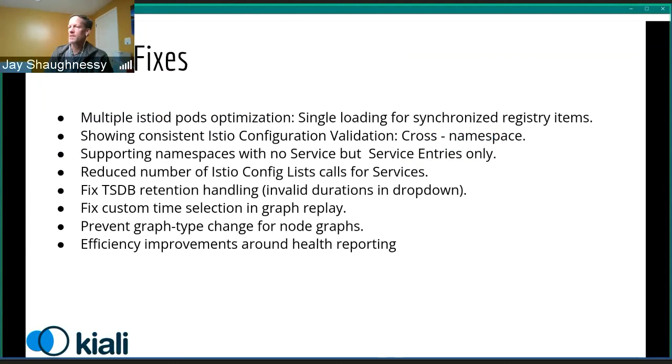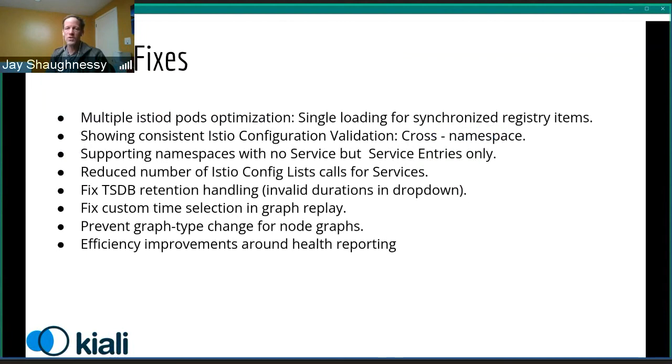A lot of optimization work. Again, as Leandro mentioned earlier, just around larger topologies across namespaces, we're doing a lot of work to make things more efficient. We fixed the problem with your Prometheus retention setting handling. There was a potential for having invalid durations in the dropdown, such that if you had a 7-day retention, you could actually get a 30-day option in the dropdown. That's been resolved. Custom time selection had an issue in graph replay. That's been resolved. There was a problem when changing graph types for node graphs because there are some invalid combinations. That's now been prevented.